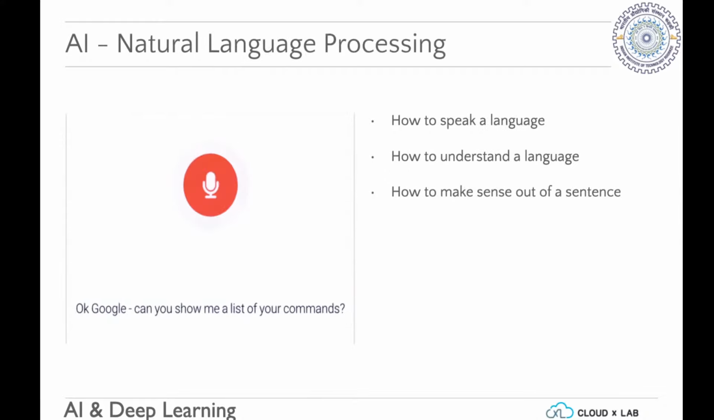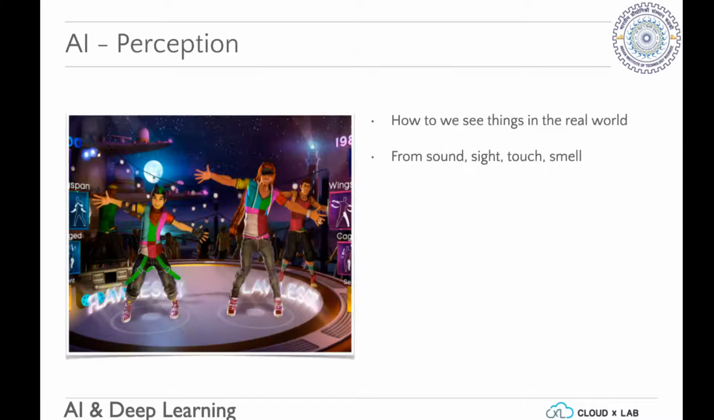Then natural language processing: how to speak a language, how to understand a language, how to make sense out of a sentence. We've seen Siris and Alexas, etc. doing these things quite easily these days. Perception has been a very interesting thing for people. How do we see things in the real world? Sound, sight, touch, smell. This is a problem which people want AI to solve.